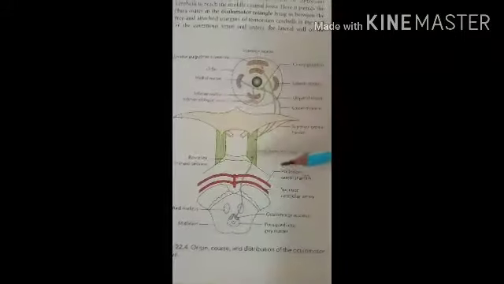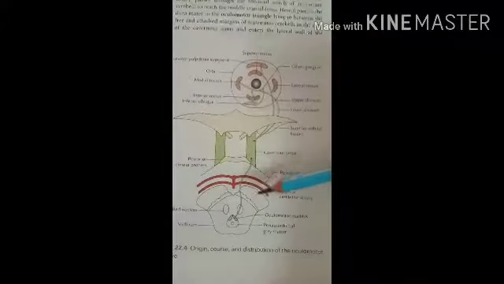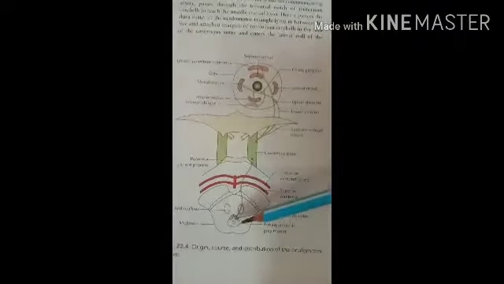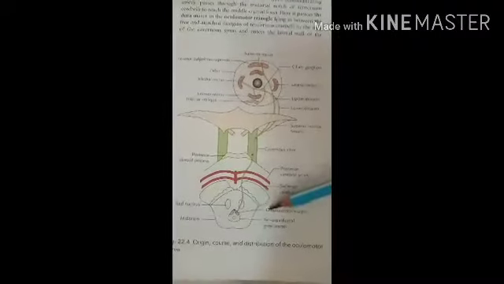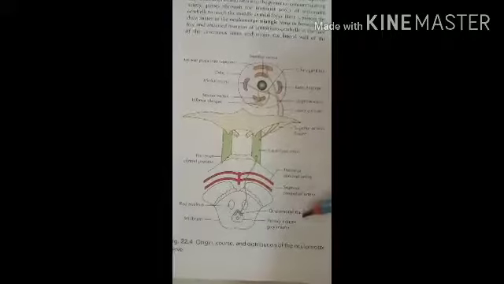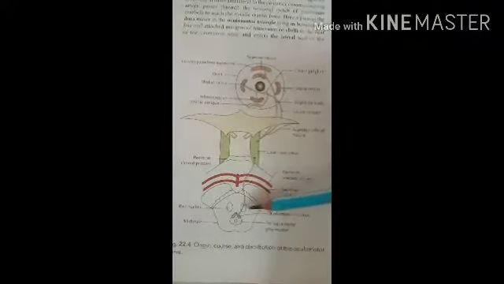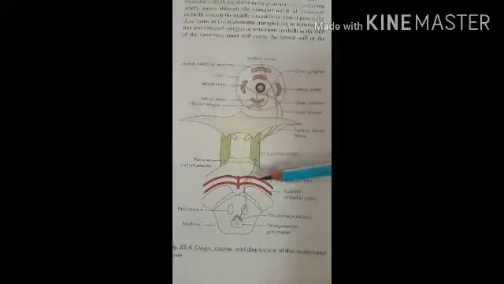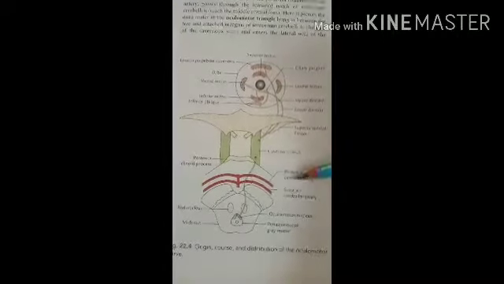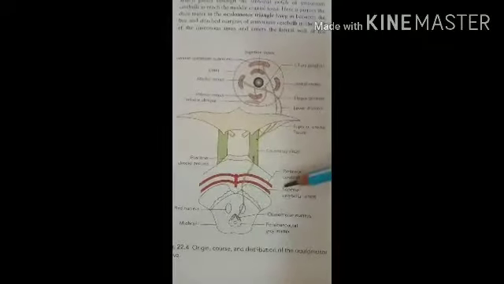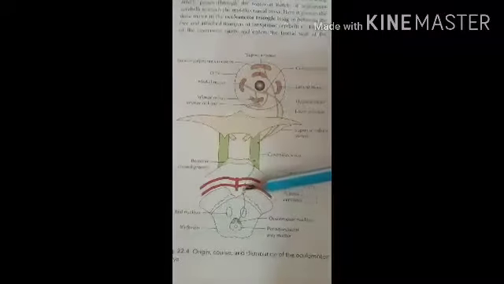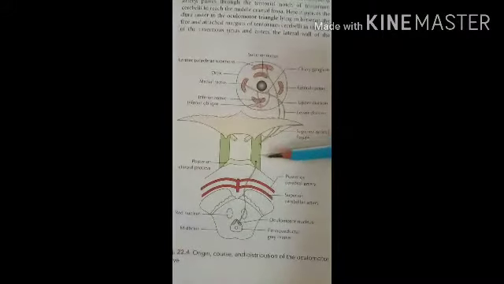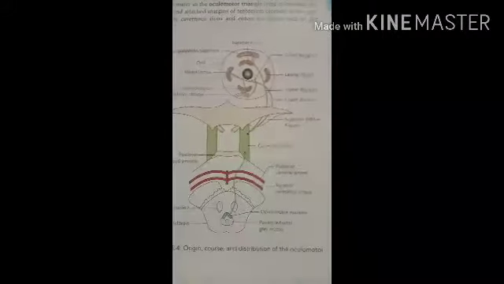The oculomotor nerve arises from the oculomotor sulcus on the medial aspect of the cerebral peduncle of the midbrain, where the oculomotor nucleus is present. Then it runs upwards, forwards and laterally in between the posterior cerebral artery and the superior cerebellar artery. From this region it goes laterally and enters the cavernous sinus.